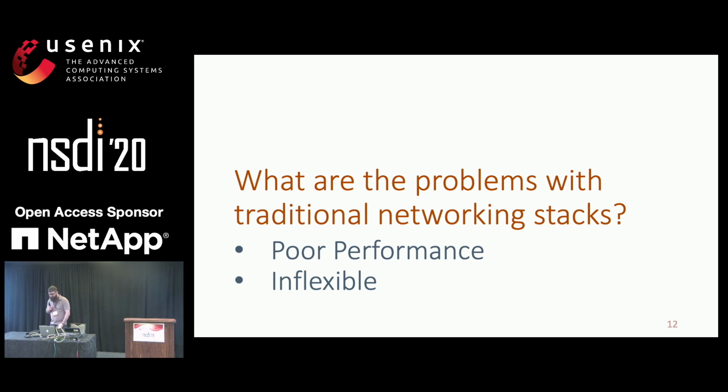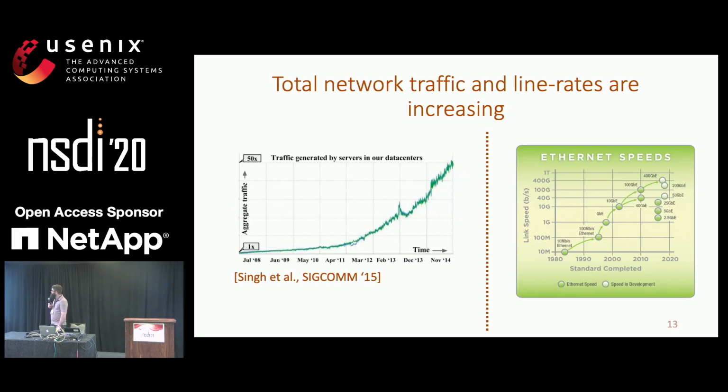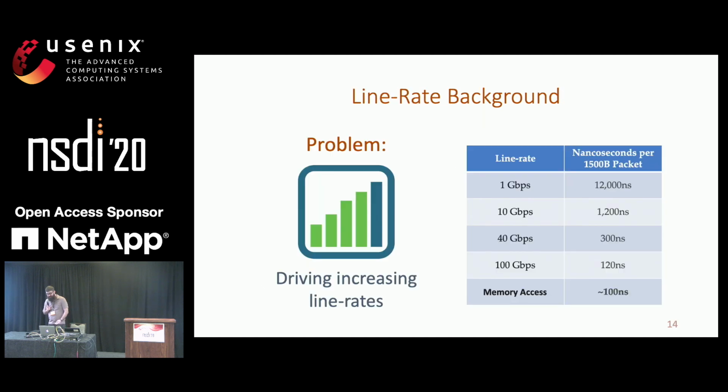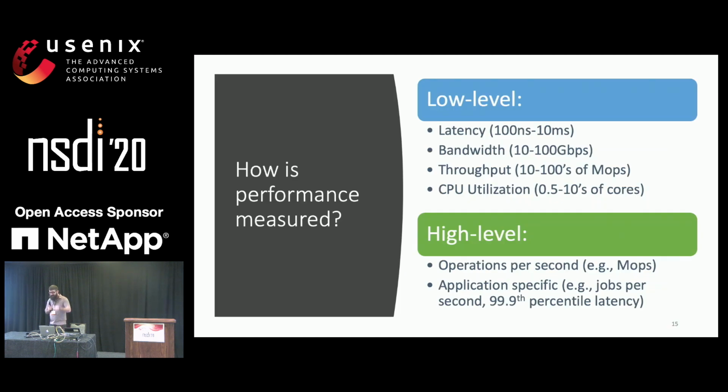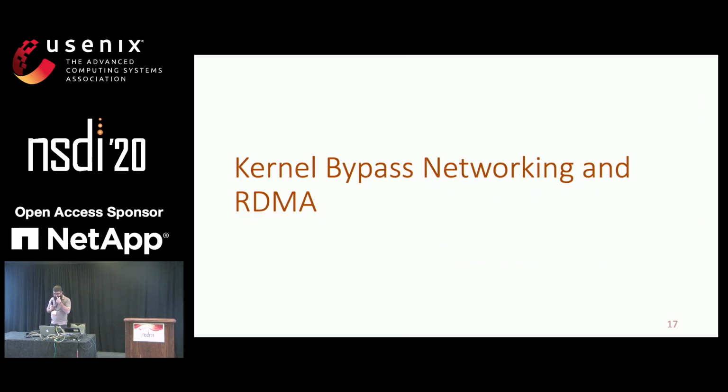This layer doesn't perform well, it's inflexible. We can look at Google. Packet line rates are increasing exponentially. Ethernet standards are increasing exponentially. We have 100 gigabit Ethernet, but 400 gigabit Ethernet is standardized, available running our WAN, and it's going to be available everywhere soon. This is problematic because we only have hundreds of nanoseconds per packet. And in general, we want low latency, high bandwidth, high throughput, low CPU utilization, and we're not getting this from today's networking stacks.